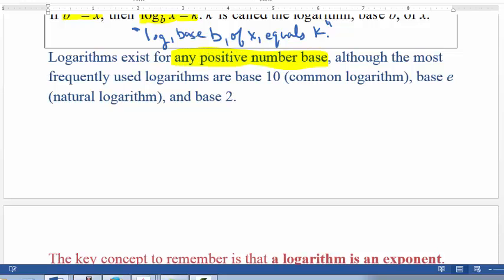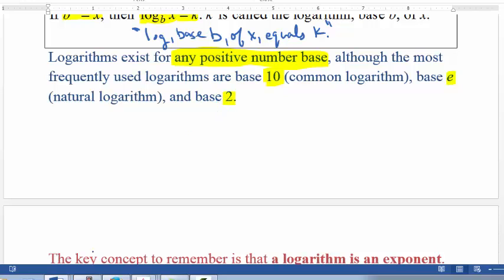So we can take the log of any positive number, right? The log of any positive number base. Although the most frequently used ones, of course, are base 10, which is going to be called the common log, base e, which is going to be called the natural log, and base 2, right?